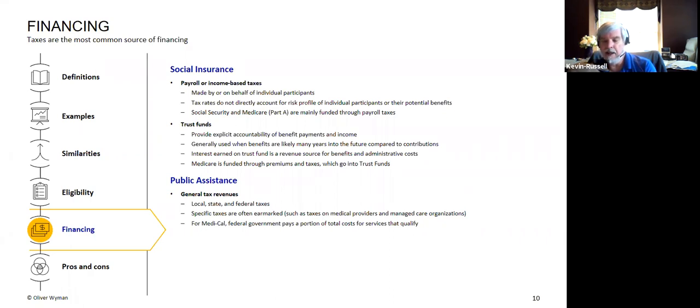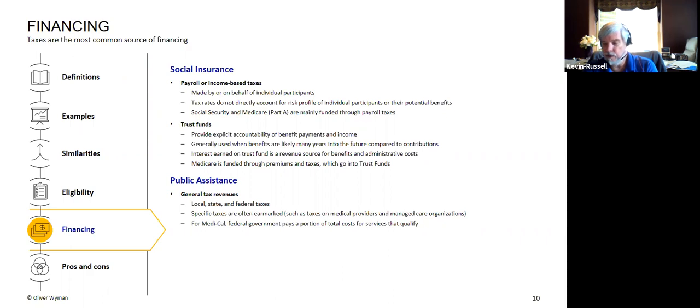And Part A has premiums for people who don't have enough qualifying quarters to be premium free. In 2021, a $471 per month premium is for those with fewer than 30 quarters. A $259 per month premium is for those with 30 to 39 quarters. Medicare Part B, that's mostly non-pharmacy and non-inpatient medical services, is 25% funded by premiums paid by the covered persons. That's irrespective of how long they worked and paid Medicare taxes. And the general federal tax revenue funds the remaining 75%.